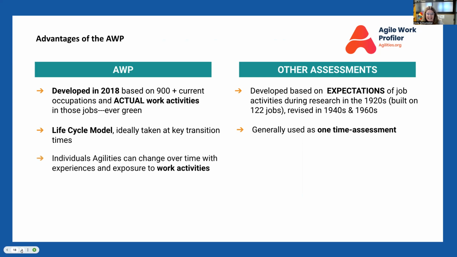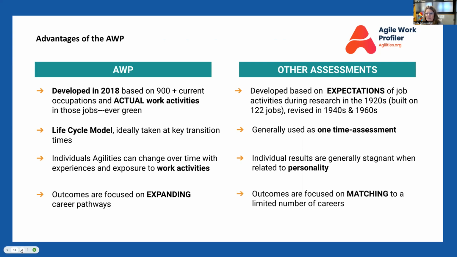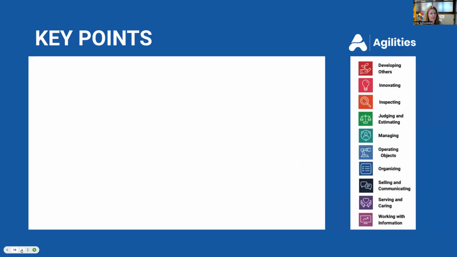So that leads me to this one. They're about work activities, and the other ones are about personality. The AWP is about expanding career pathways, and the other assessments are more focused on matching to a limited number of careers. And the AWP is less time to administer, and the other ones are more time consuming to administer.